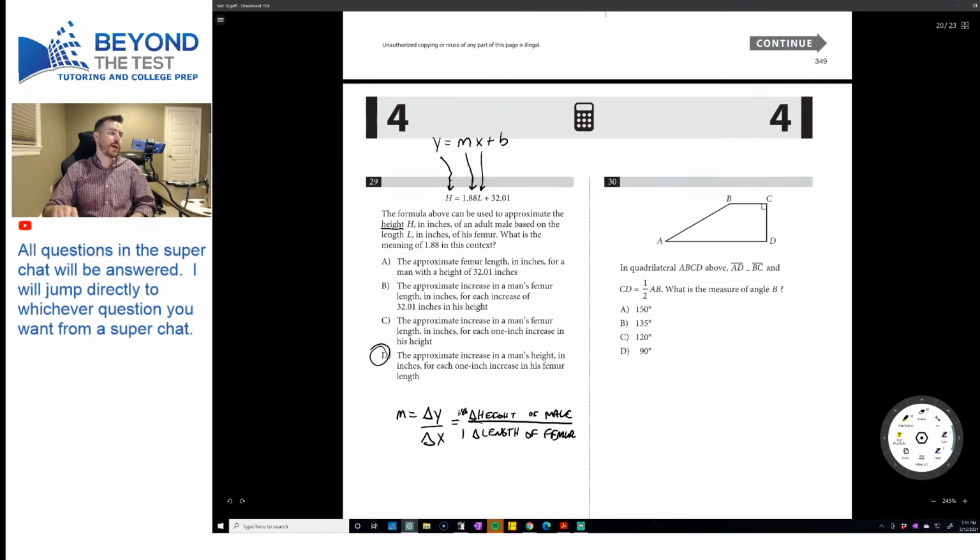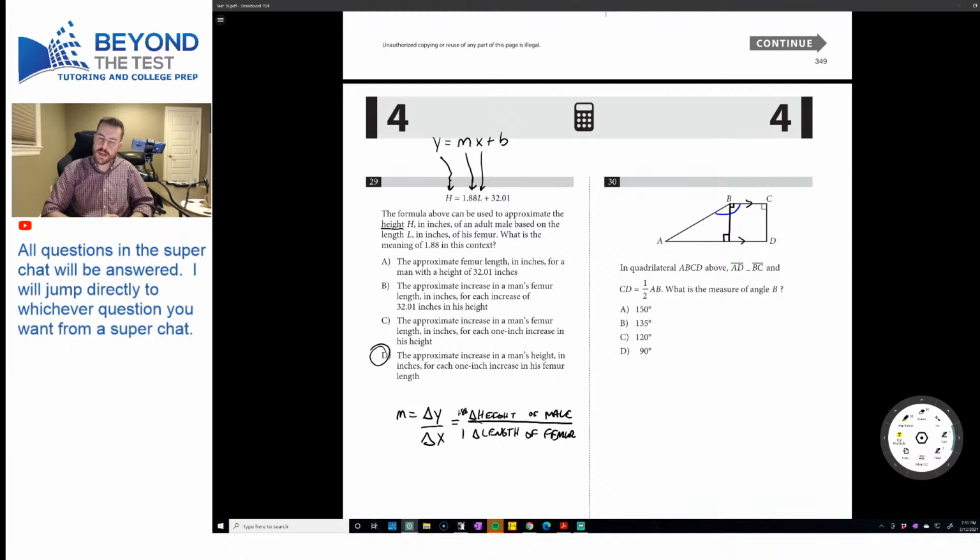All right, and then we're looking at number 30 here. It says in quadrilateral ABCD above, AD is parallel to BC. It says CD is half of AB. What is the measure of angle B? So we're trying to figure out what this whole angle is from here to here. One thing I suggest you do for something like this is to drop a line straight from B down so it meets at a right angle. So this is a right angle. We also know that this would be a right angle up here.